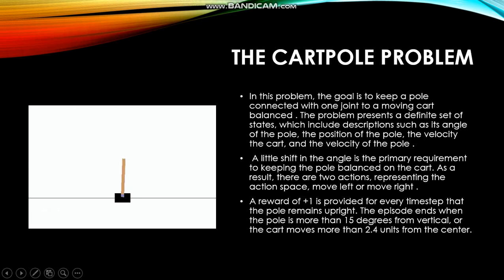So a reward is provided for every time step that the pole remains upright. The episode ends when the pole is more than 15 degrees from vertical or the cart moves more than 2.4 units from the center. More about this is explained in the report.